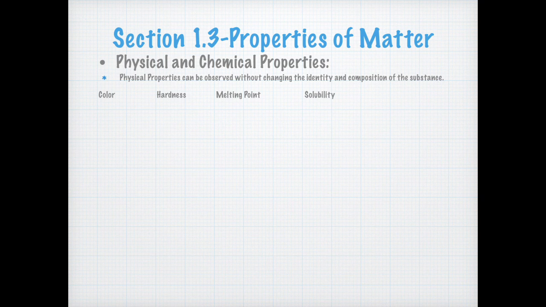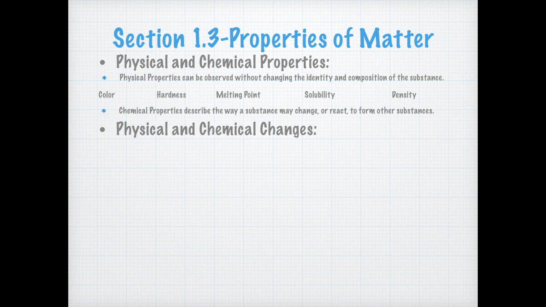Solubility, the ability to dissolve, that would be a physical property because when you dissolve something, you are not actually changing its identity. And then density as well, because you can measure mass, you can measure volume without changing the identity of the substance. On the other hand, a chemical property describes the way in which a substance is going to change or react in order to form new substances.